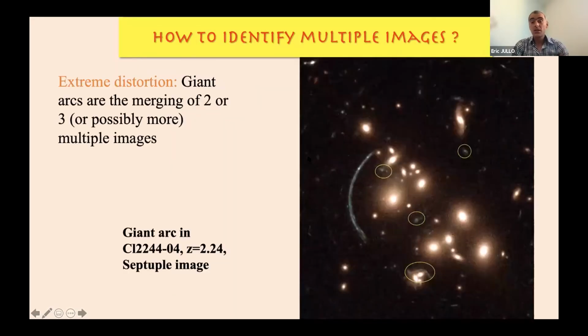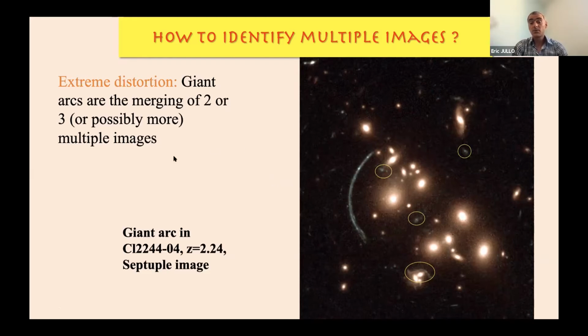How do you identify multiple images? Well, you have this type of images from HST, for instance, and you observe these giant arcs and these multiple images. And what you want is to reconstruct all these multiple images into one single source. So how do you do that?